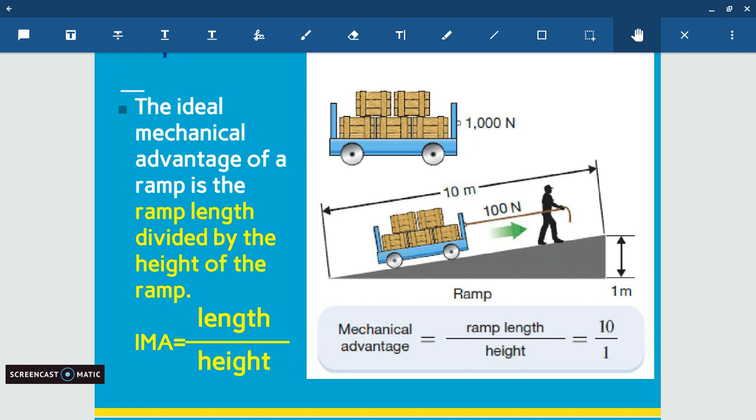Now remember also that ideal mechanical advantage is always larger than what we would actually get if we were to measure the mechanical advantage using forces, because there is friction in the real world, and that's the difference between ideal and actual.